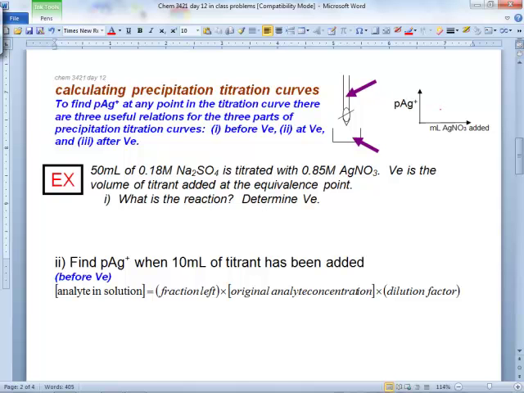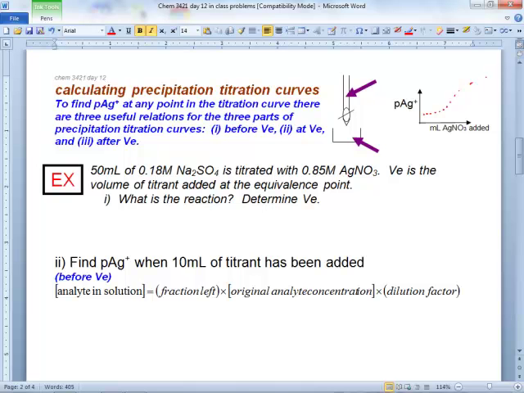So instead of actually doing the experiment, dumping out a little bit of silver nitrate and then determining pAg+, you can do the experiment, but instead let's just theoretically calculate it out and plot it out theoretically. That's really all the goal of this is, to create your own theoretical titration curve and plot it out.